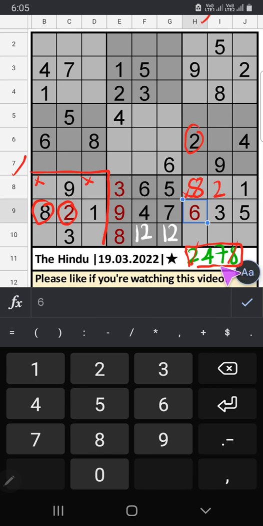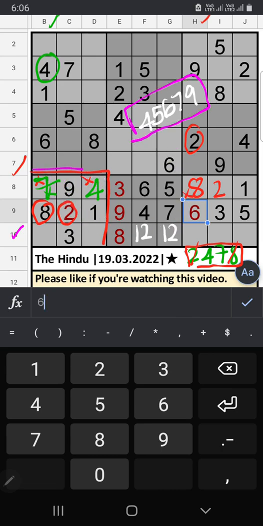Then only 2 numbers are remaining: 4 and 7. Column B we have 4. So 4 can't come in the cell. 4 is confirmed here. Then 7 is here. 10th row, 5 numbers are remaining: 4, 5, 6, 7, 9.